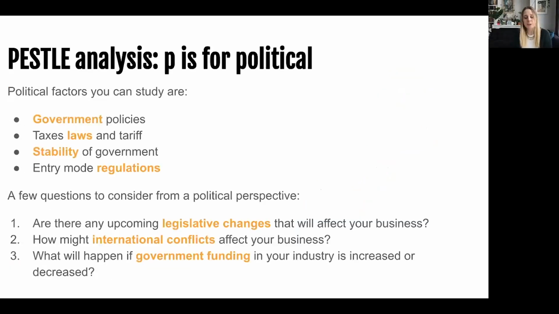So the first one is P, for political. Political factors take the country's current political situation into account. It reads the global political conditions' effect on the country and your business. When conducting this step, ask questions like, what kind of government leadership is impacting decisions of the firm? Some political factors you can study are government policies, taxes, laws, tariff and trade agreements, stability of governments, and entry mode regulations. A few questions to consider from a political perspective. Are there any upcoming legislative changes that will affect your business? How might international conflicts affect your business? And what will happen if government funding in your industry is increased or decreased?